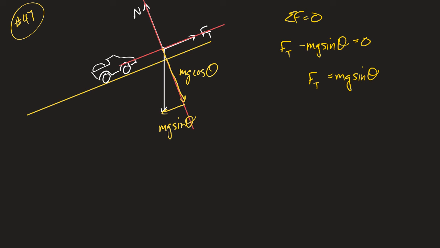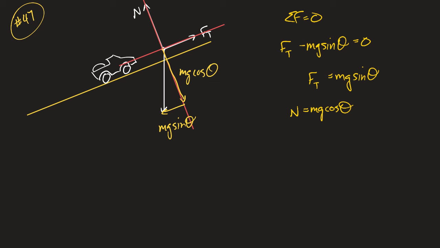But I'm at the end. The only other thing I could do is say normal equals mg cosine theta. That's the only other thing I could do. So I can figure out the force from the truck and the normal force, and I'm kind of stuck here. But then they say that after losing the load, the truck continues with an acceleration.